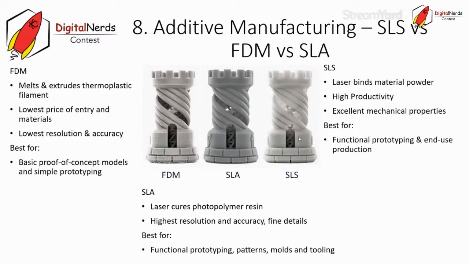Okay, and another method is SLS, and here we obtain the highest productivity with excellent mechanical properties, because in this way we obtain an isotropic material compared to FDM, where we obtain exactly the opposite, an anisotropic one. And this means that we will have different mechanical properties on different sides of the part. And this one is the best for functional prototyping and end-use production.